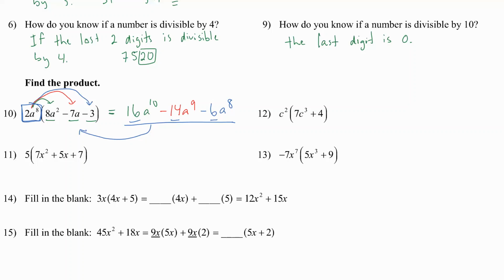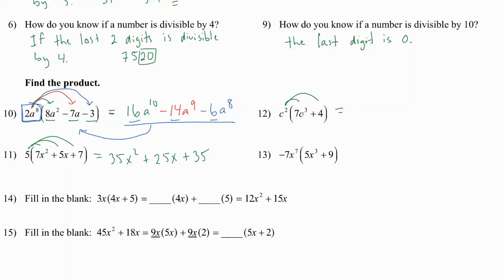Okay, so number 11, we're going to multiply 5 times each of those terms. So that's 35x squared plus 25x plus 35. And the point on all of these, 10 through 13, is noticing what that factor is on the outside. So on number 10, that factor is 2a to the 8th, so it's a coefficient with a power. Number 11, it's just a whole number, so 5. So when we go factoring, sometimes it'll be just a number, sometimes it'll be a power with a coefficient there. And number 12, sometimes it's just a power.